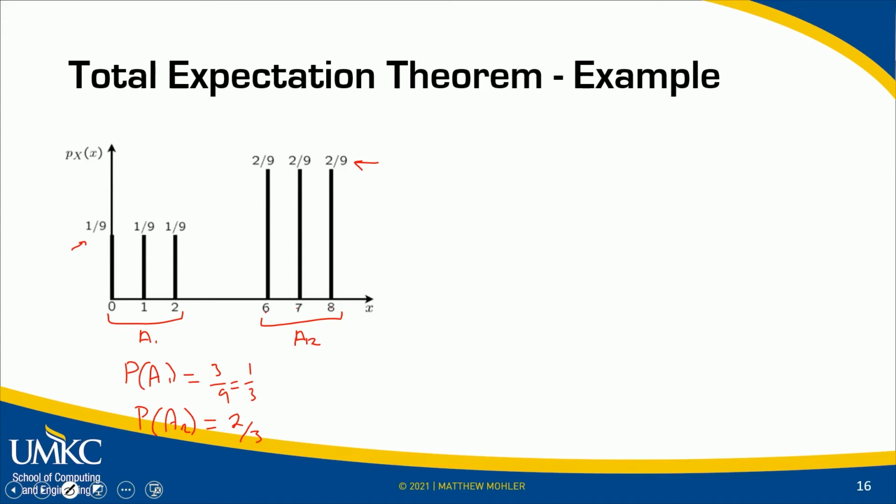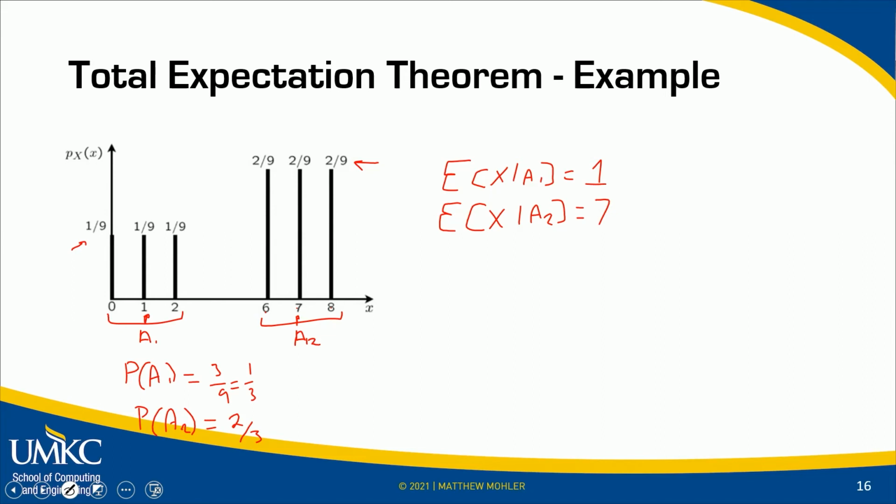Now, to utilize the total expectation theorem, we would then need to multiply each of these terms by their respective expected value of x conditioned on that event. So we can say that the expected value of x, our random variable, given that a sub 1 has occurred, is equal to the expected value within just this event, which is, well, 1. So in this case, the expected value is 1. We can also say that the expected value of our random variable x, given that the event a sub 2 has occurred, is equal to the expected value within this event a sub 2, which is 7.